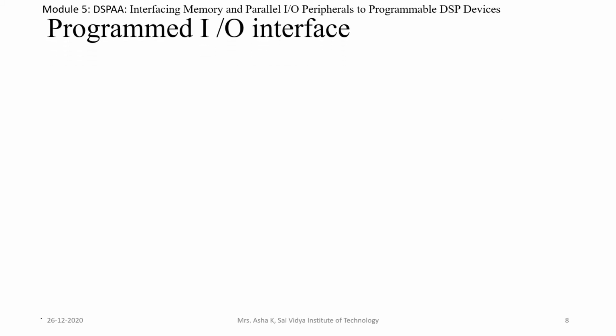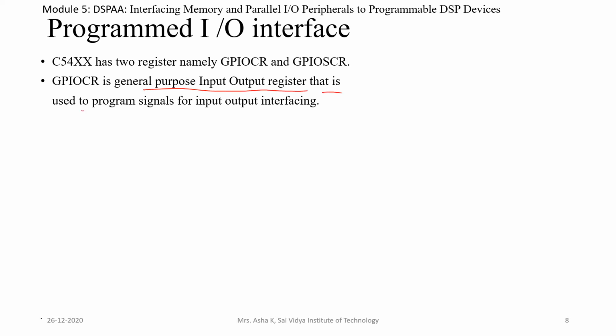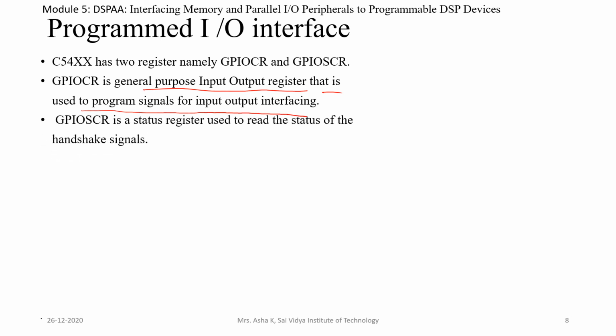So the C54XX processor has two pins. One is GPIO-CR and the other is GPIO-SCR. GPIO-CR is a general purpose input output register that is used to program signals for the input output interfacing purpose, whereas SCR is a status register used to read the status of the handshake signal.